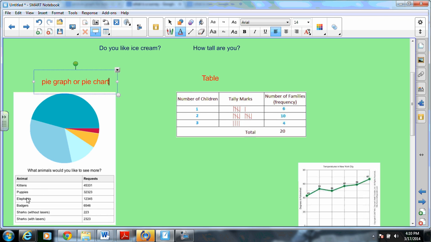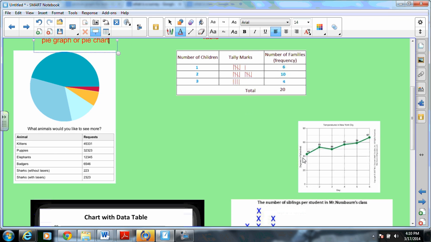And if you can see, here's another table. It's a different type of table, and it asks, what animals would you like to see more? And this is the animal that the person chose, and this is how many people requested. So this is a large data collection. Ours won't be that large because we'll mainly do ours in the classroom. Over here, we have what's called a line graph because they use a line to show their data.